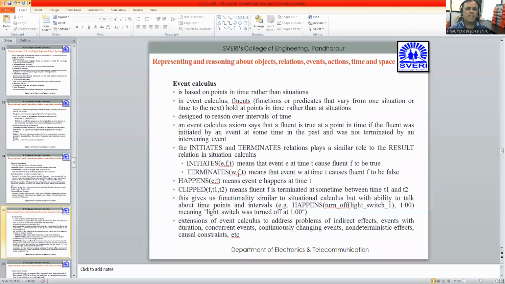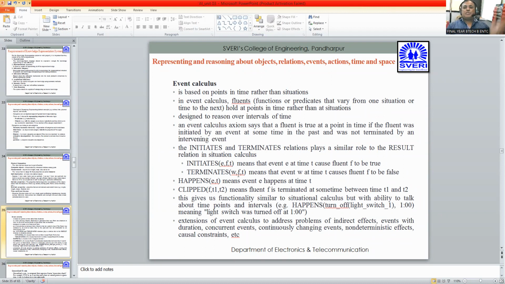Second, in event calculus, fluents, that is functions or predicates that vary from one situation or time to the next, hold at a point in time rather than at a situation. So in event calculus the fluents are there. Fluents are nothing but functions or predicates that may vary from one situation to another. So they hold at a point in time rather than in a situation.